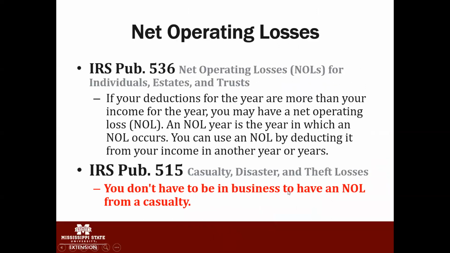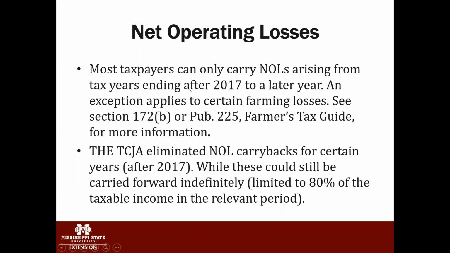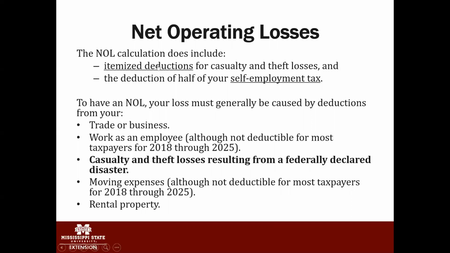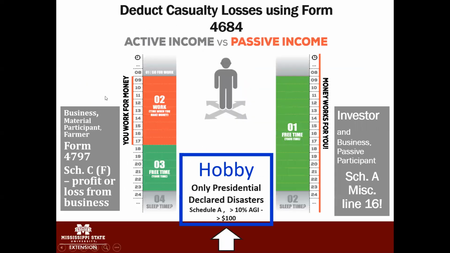Let's find that in here. Where were we? Yes, see here, the net operating loss calculation does include itemized deductions for casualty and theft losses. But that would not apply for investors, because we have that built-in limitation there. And then for businesses, you would have none of those restrictions that I mentioned for these previous two categories.